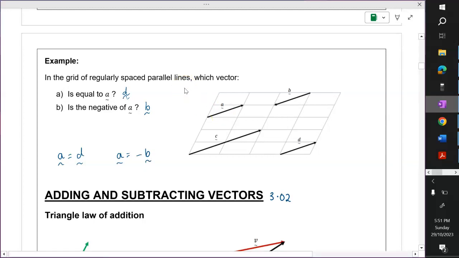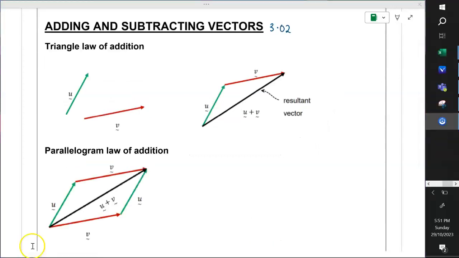And that pretty much will be enough to get you through the first part in 301. Today we want to have a look at adding and subtracting vectors as well, which is where we're heading and what we want to do. Okay, so we've got two vectors here. We've got a vector U and a vector V.